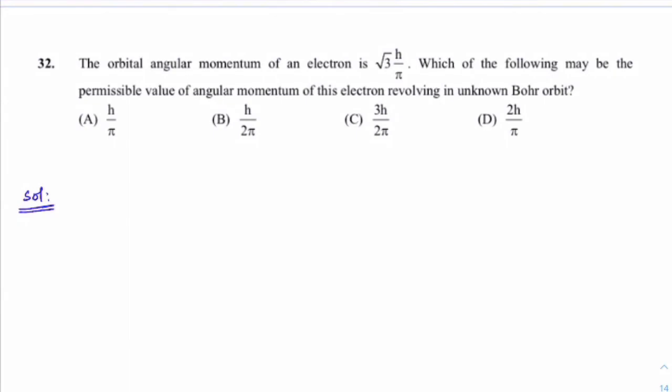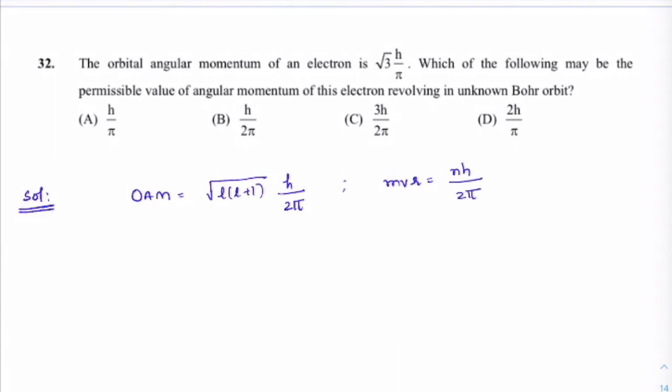Let's see the next question. It says that orbital angular momentum is given. Let me remind you, OAM, orbital angular momentum, by formula is under root of L into L plus 1 times h by 2 pi. This is one thing you should immediately recall before even solving the question. Okay. Next, it says that we have to find out the permissible value of angular momentum for this electron revolving in an unknown Bohr's orbit. So which means what should be the value of angular momentum, which is mvr, and you remember from Bohr's model, mvr is equal to nh by 2 pi.